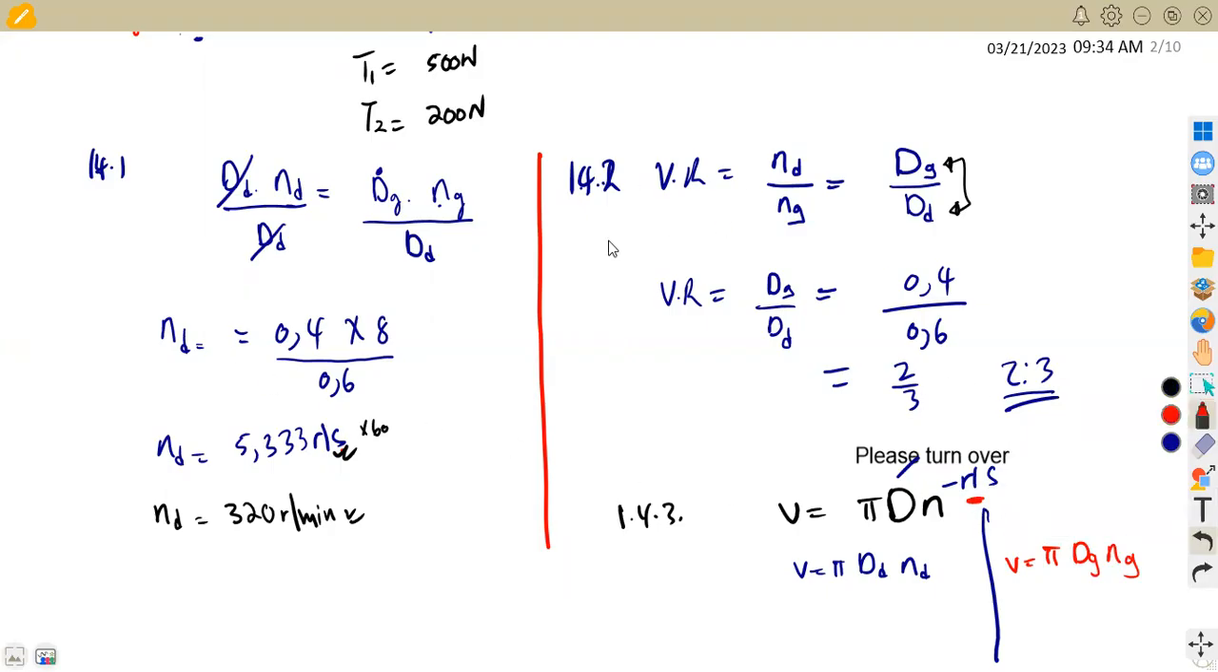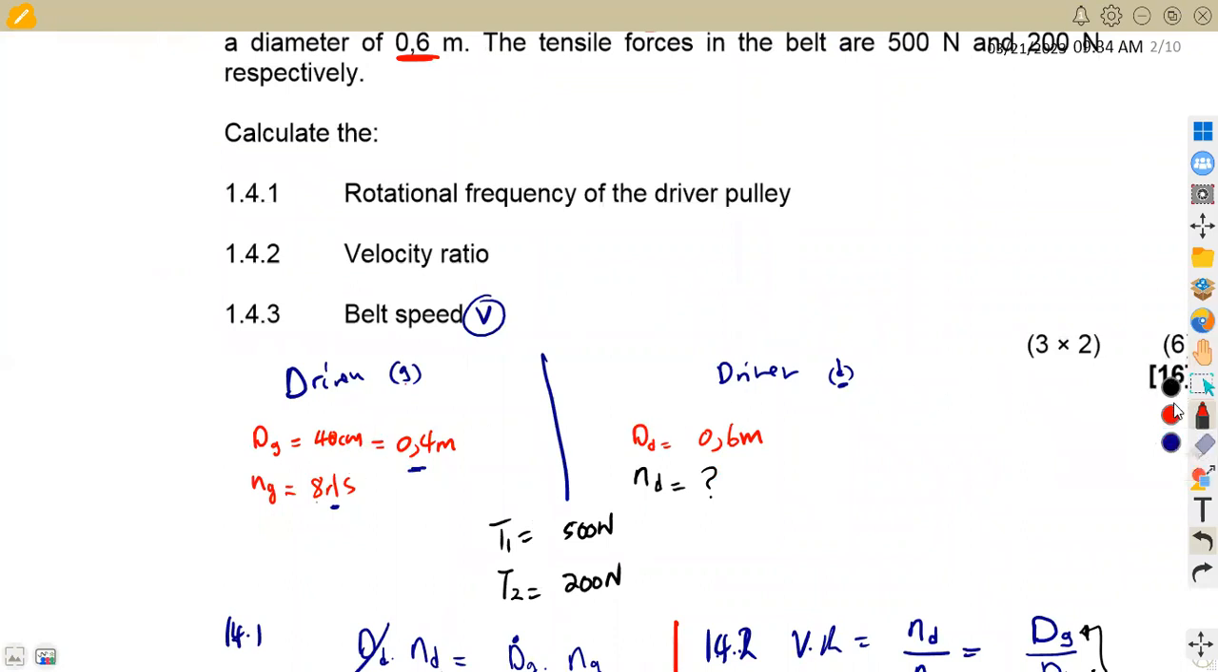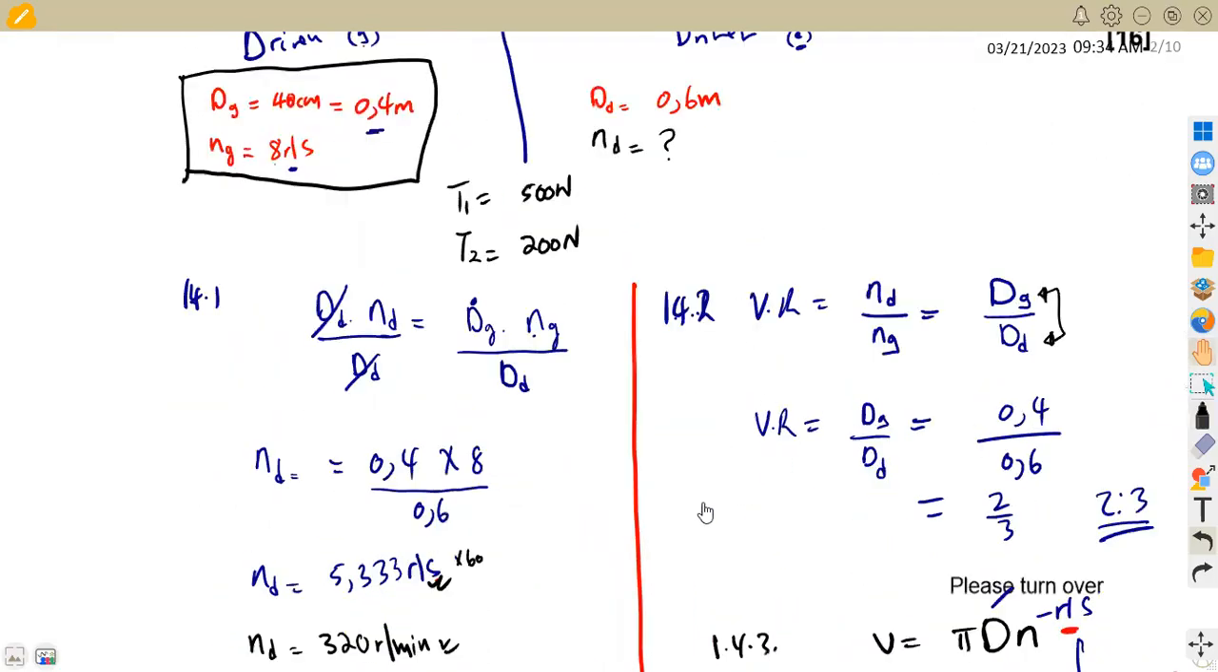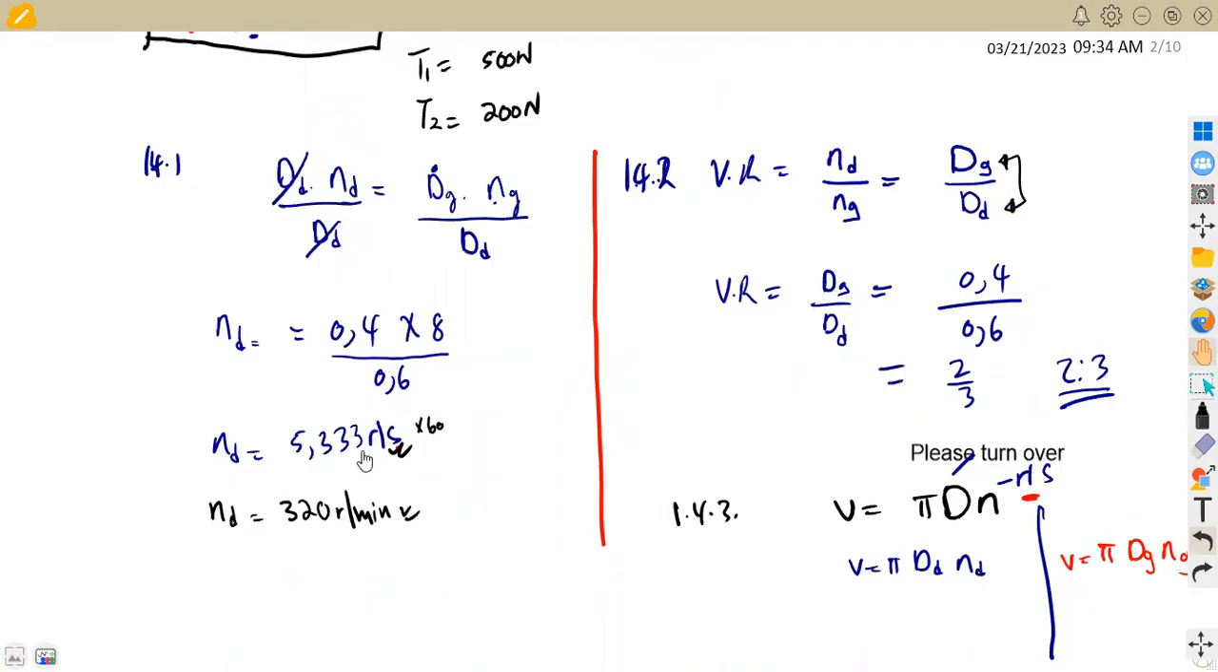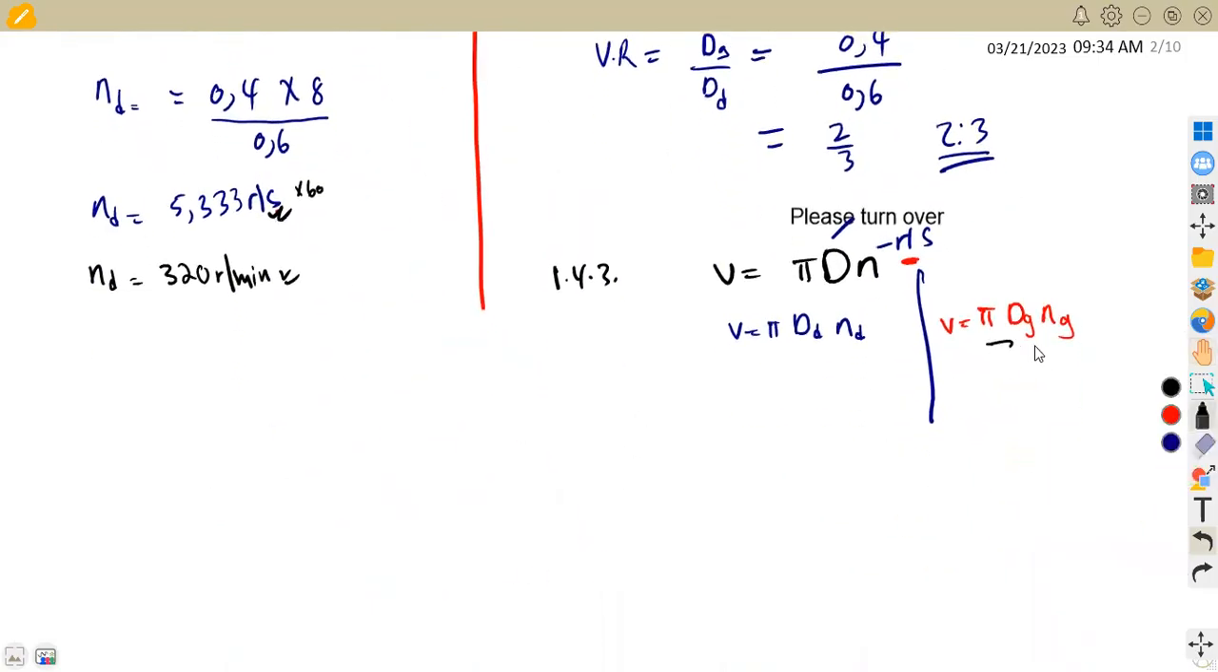So I'm going to use the one that we were already given. Remember, we calculated for the driver, but we were already given the information for the driven. It's best for you to use the information that you're already given rather than the one that you calculated by yourself. If there is an error there, it's going to affect your final answer, but you can even use any of these. Make sure it's in revs per second; if you use revs per minute, divide by 60. So I'm going to use the one that we are given, which is for the driven.